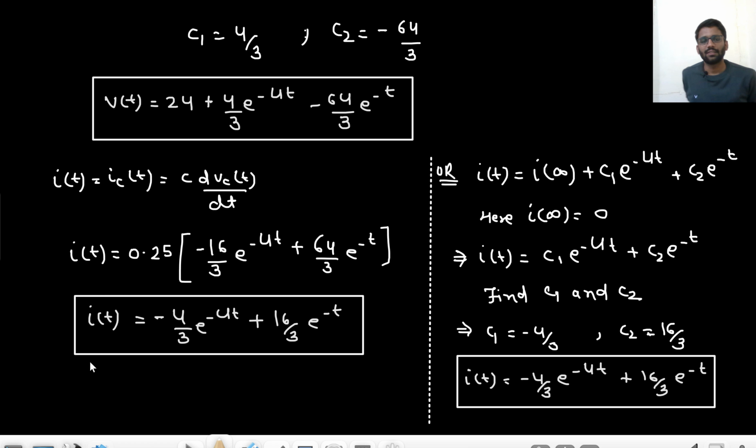In case of series RLC, alpha is R by 2L. In case of parallel RLC, alpha is 1 by 2RC. And the value of omega naught is 1 by root LC. The condition for underdamped is alpha less than omega naught. For critically damped, it is alpha equal to omega naught. For overdamped, it is alpha greater than omega naught.